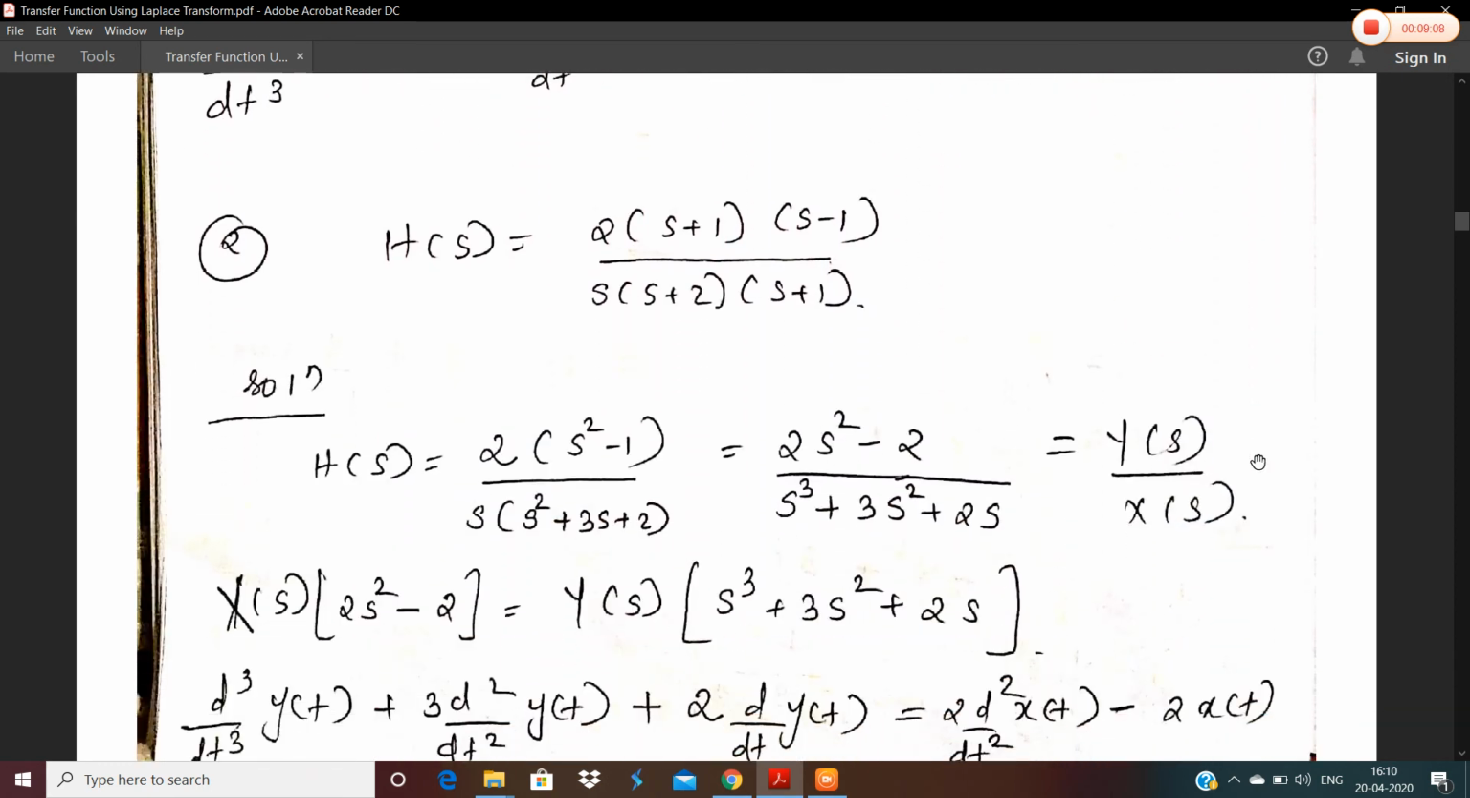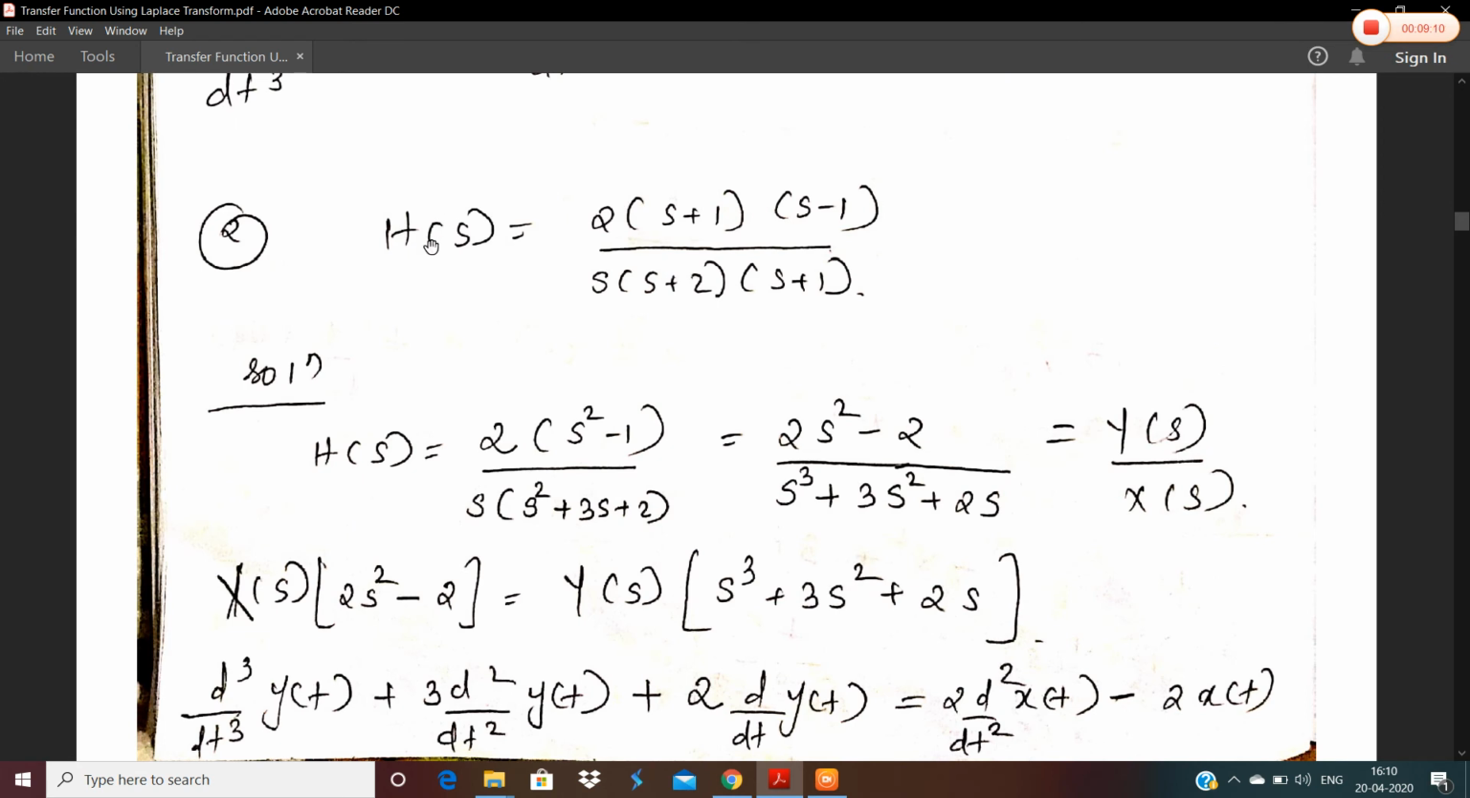And this is another problem where you are given the transfer function like this: 2 into s plus 1 into s minus 1 by s into s plus 2 into s plus 1. So that becomes 2 into s square minus 1 by s into, expanding this, s square plus 3s plus 2. Again, you are expanding the denominator, so it becomes 2s square minus 2 by s cube plus 3s square plus 2s. That is nothing but your y of s by x of s.